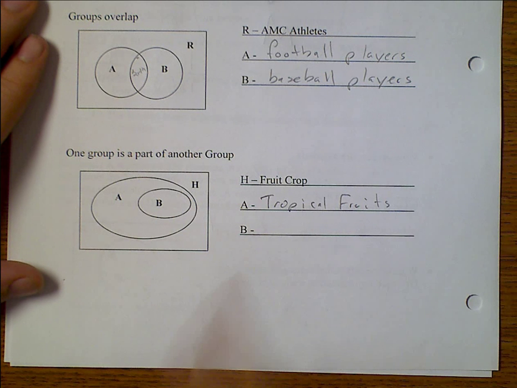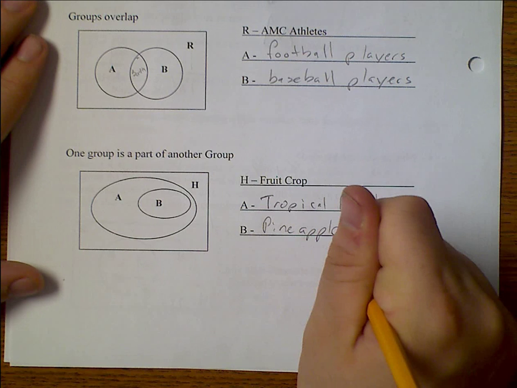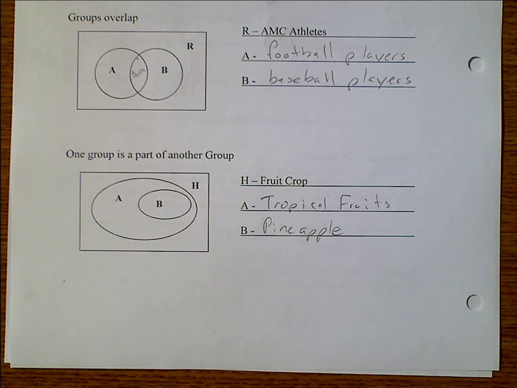And B could be our pineapples. Okay, well, pineapple is a tropical fruit, but there are other tropical fruits besides pineapples. For instance, coconuts, and lots of other different tropical fruits.